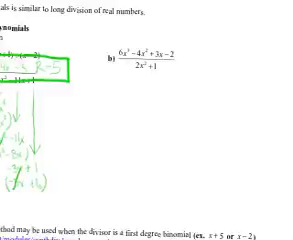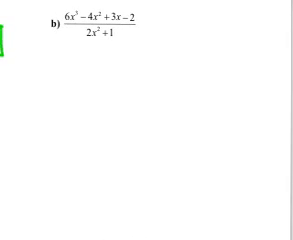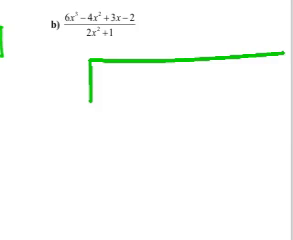So let's do another one. All right, so this one you're going to have to set up yourself. Remember, I forgot to say this, but you do need to check your degrees. So let's check the degree on the top. Degree of 3, then it goes to 2, then it goes to 1, then it goes to 0. That one's okay. So I will just put that on the inside as is. So 6x cubed minus 4x squared plus 3x minus 2.